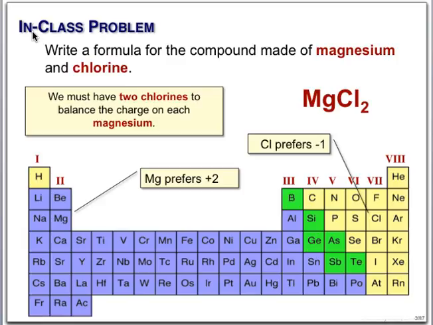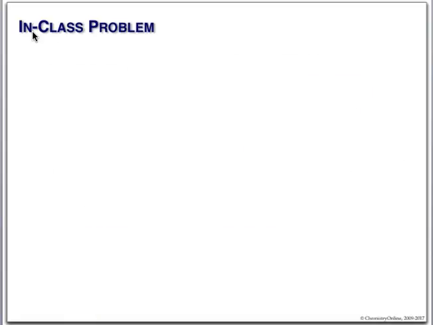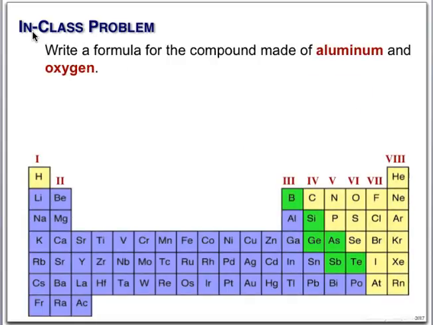Let's go ahead and do one that's a little more interesting. Aluminum and oxygen. Aluminum is here in group 3. So what's its charge? +3. Oxygen is here in group 6. So what's its charge? -2. +3, -2.